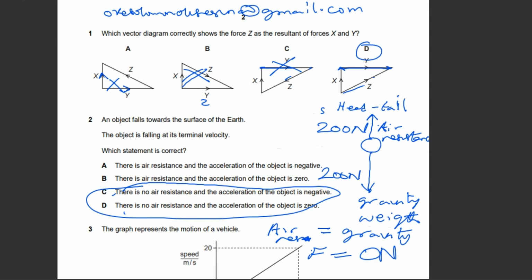Negative acceleration will only happen if air resistance is greater than gravity, and that means that the body is decelerating. But in this case, there is air resistance and there is no acceleration. Acceleration is zero because resultant force is zero. You remember, resultant force is equal to mass times acceleration. So if it's zero, it's either the mass is zero or acceleration is zero. And we know the body has a mass. So the acceleration is automatically zero. So the correct answer here is B.